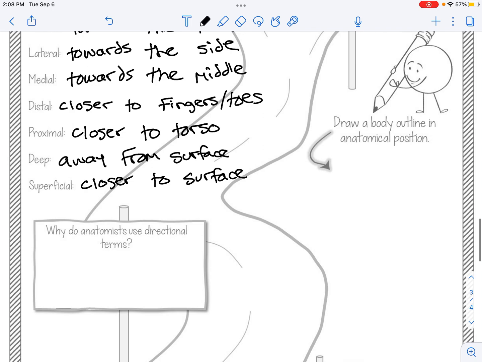For the box at the bottom, why? Why do we need these terms? They help us compare the locations of different structures. So they help us compare locations, especially if you're trying to write it and speak to somebody else.